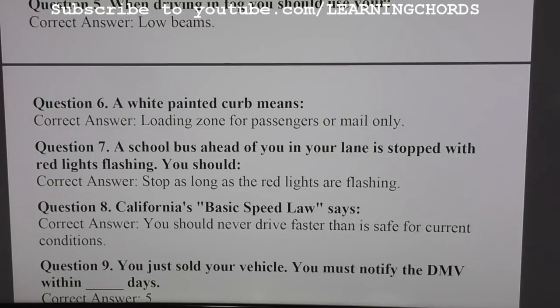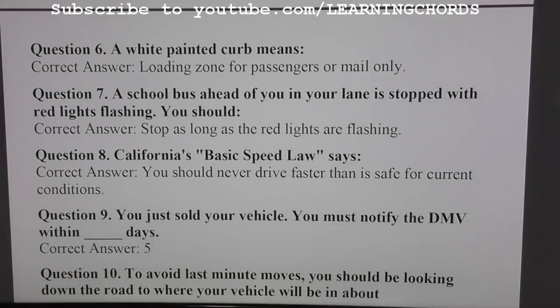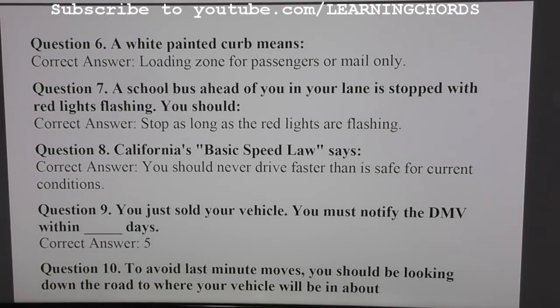So, question 9, you just sold your vehicle. You must notify the DMV within 5 days. I would do it sooner. You want to notify your insurance company to make sure that if anybody crashes that car, you're taken care of. You want to notify the DMV right away, so if anybody takes your car and uses it in a crime, you're covered. Get some good documentation. 5 days for question 9. Told you this was going to be an informative video. Question 10, and we're only in the first test.